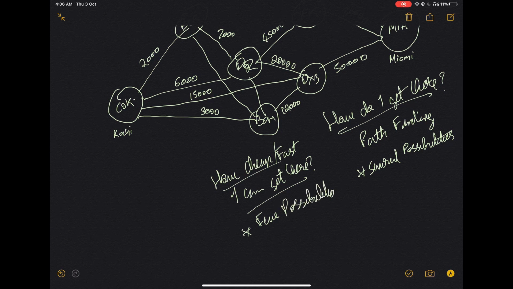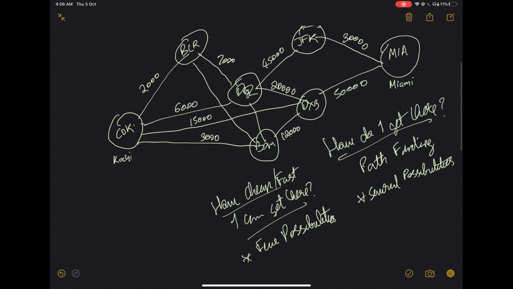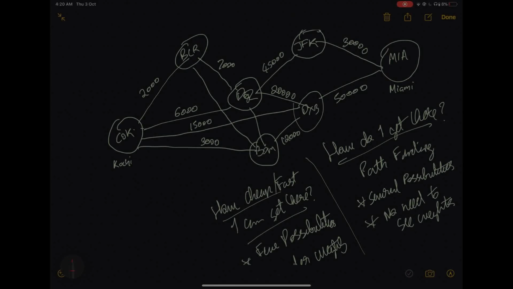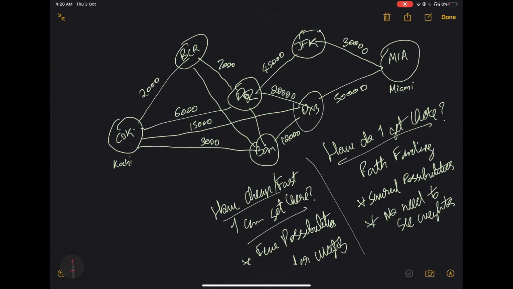And you might have already noticed, in the first case, we really don't need to see weights because we simply need to find whether these airports are connected, like a puzzle solving. And in the second case, we really need to consider weights. So these are the two questions we need to solve.